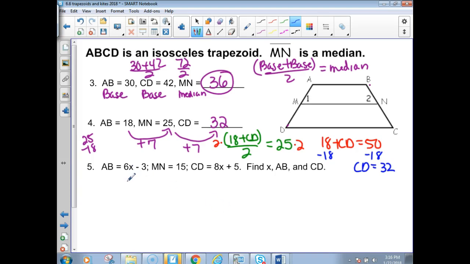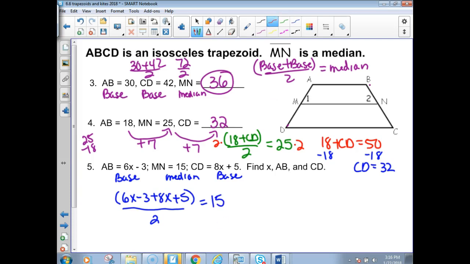We have to do number 5 like that because we've got a bunch of x's and stuff. So AB is a base, MN is a median, CD is a base. We have to do base plus base divided by 2 equals median. 6x minus 3 plus 8x plus 5, all of that added up and then divided by 2 equals 15. Okay, got to do this one this way.